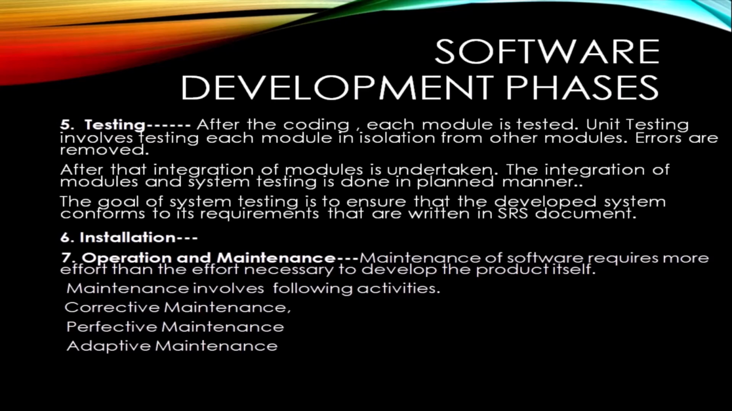Corrective maintenance involves correcting errors that were not discovered during the product development phase. Perfective maintenance involves improving the implementation of the system and enhancing the functionality of the system according to the customer's requirements. Adaptive maintenance is usually required for porting the software to work in a new environment.